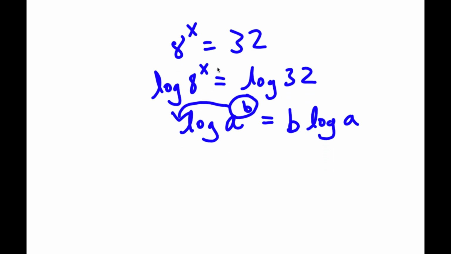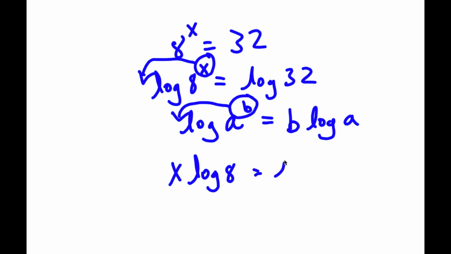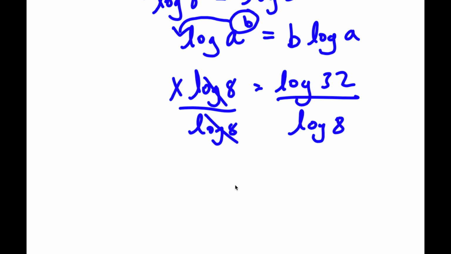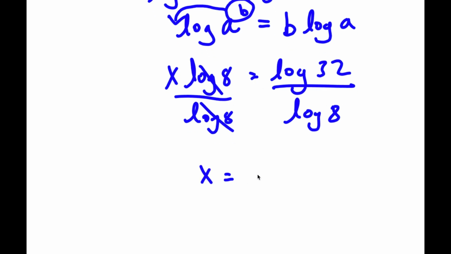So for log 8 to the power of x here, I can move my exponent x to the front, so this is going to equal x times log 8. Now this is equal to log 32. Now I can divide log 8 on both sides. These two will cancel out, so I'm left with x is equal to log 32 over log 8.